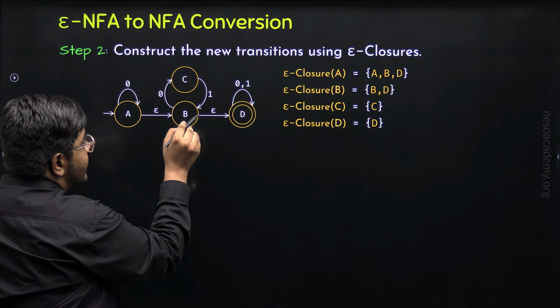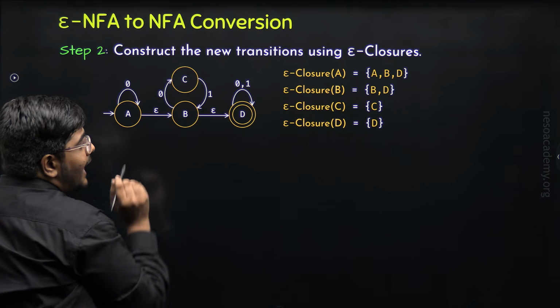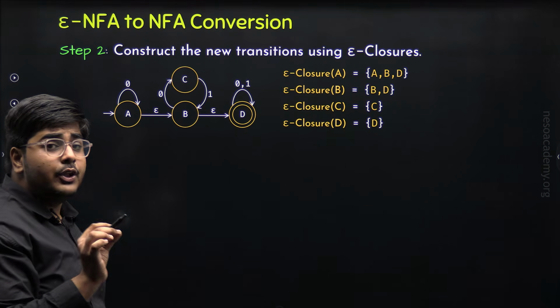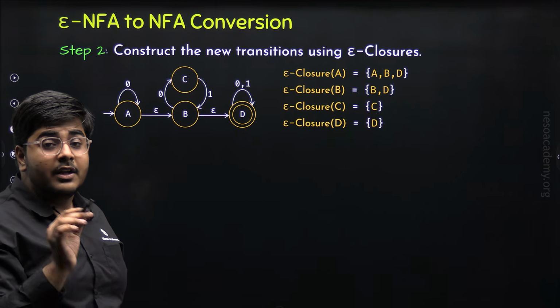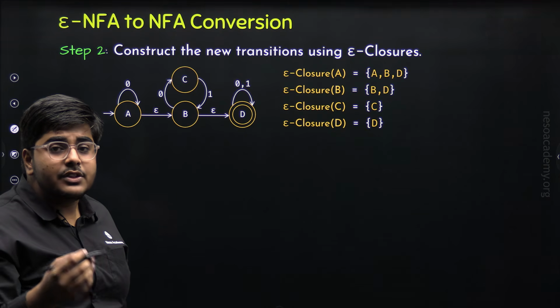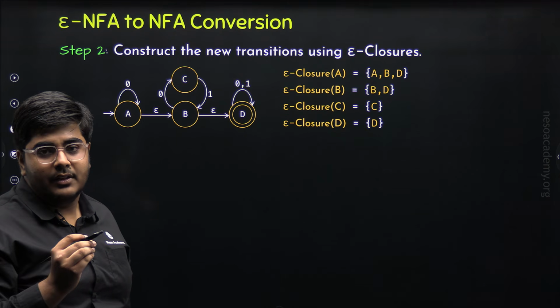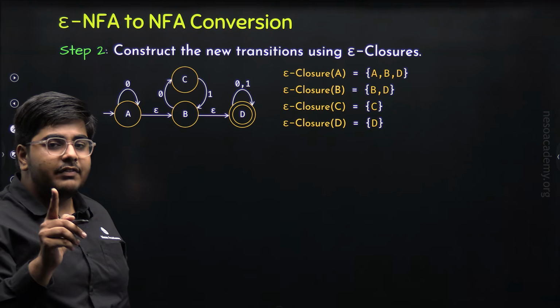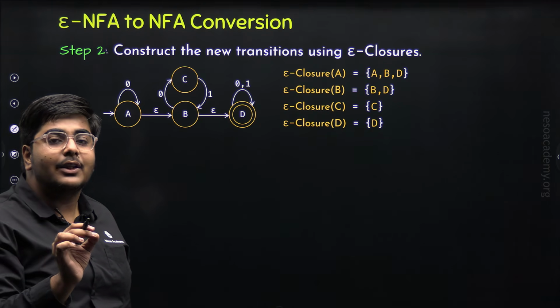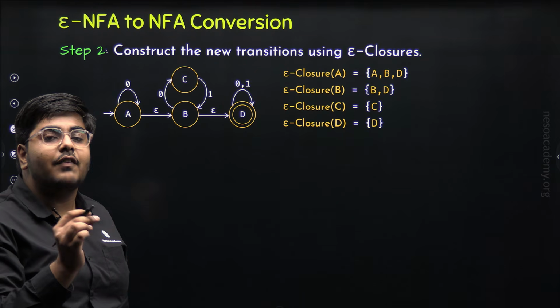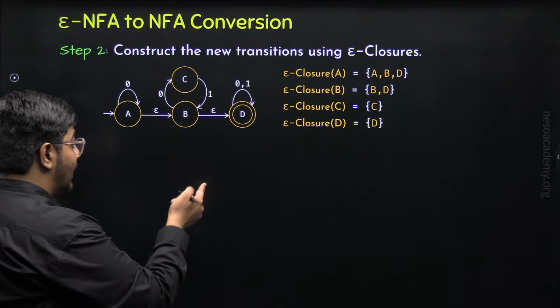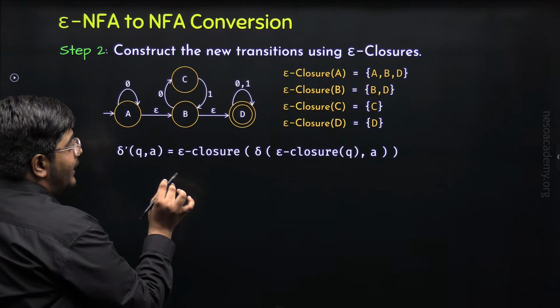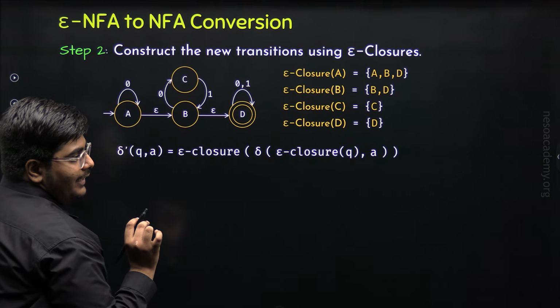These are the transitions of this particular epsilon NFA. But we don't need these transitions. We need the new transitions for our resulting NFA. So how to calculate the new transitions? We have a standard formula to calculate the new transitions of our resulting NFA. And this is the formula for calculating the new transitions of our NFA.